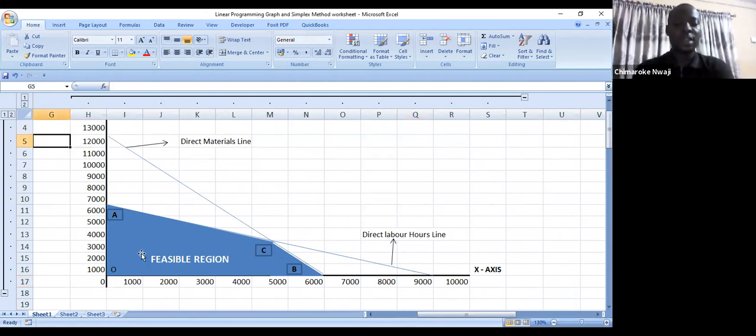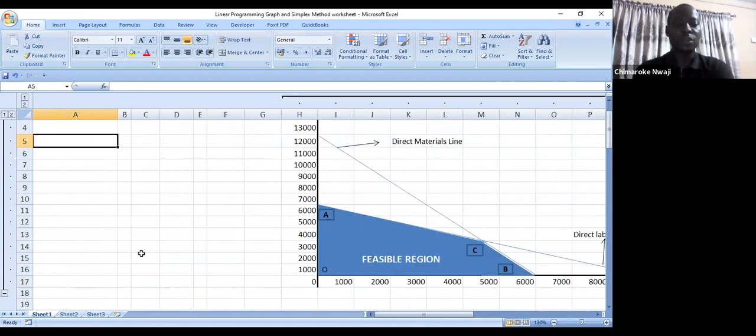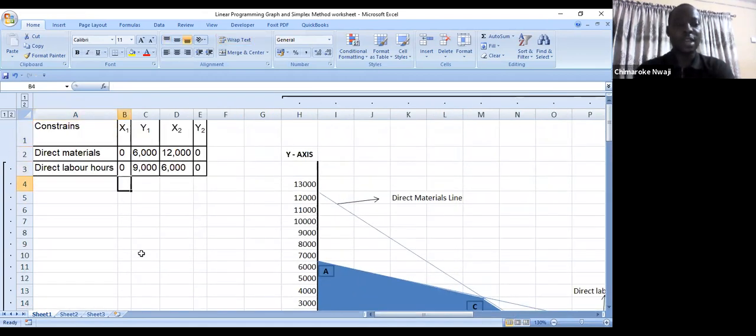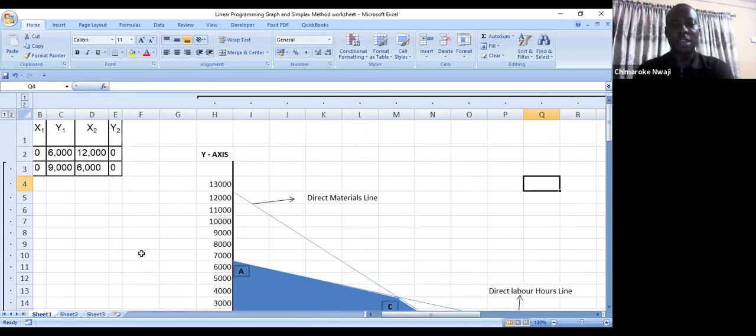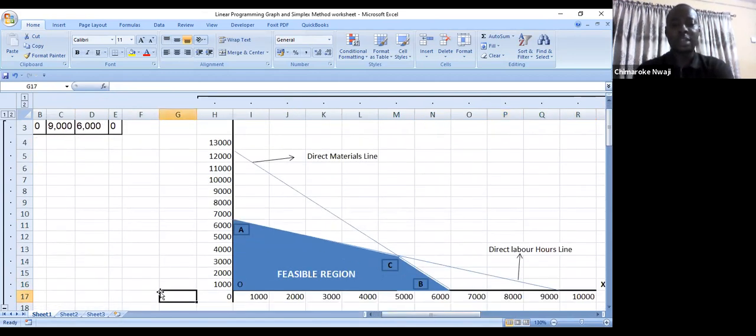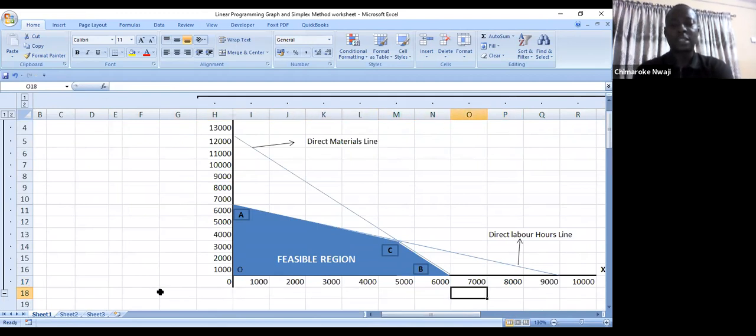Then the other one, when y is 0, x is 6,000. So I guess this is upside down, but we changed the axis. So the y-axis is now the x, and the x is now the y. So look at it here, 6,000, and that's the next one. This is for materials, the other one is for labor.